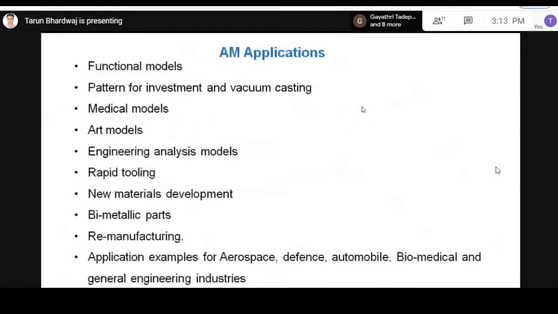Now let's talk about AM applications. These are the main applications. It can be used for functional models, it can be used for patterns for investment and vacuum casting, and it can be used for medical models.